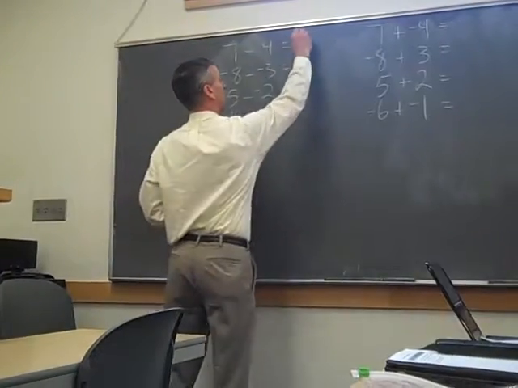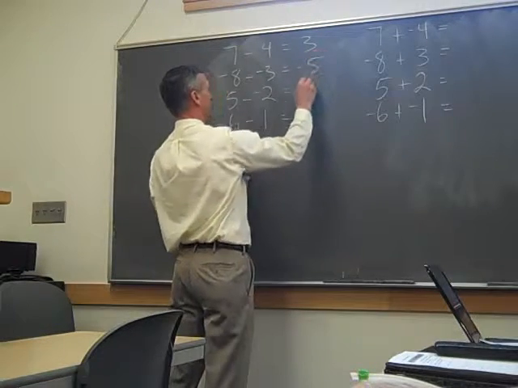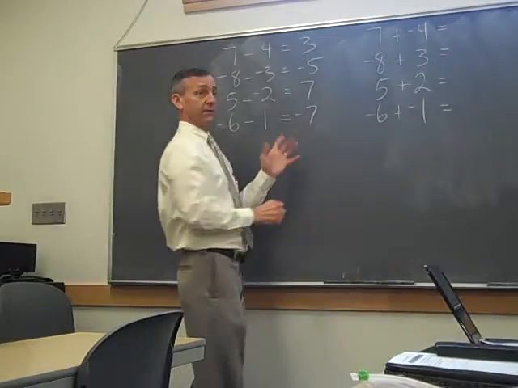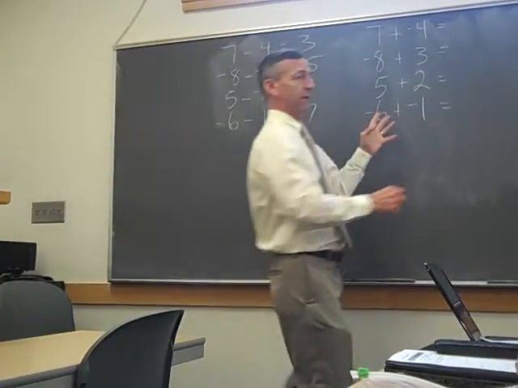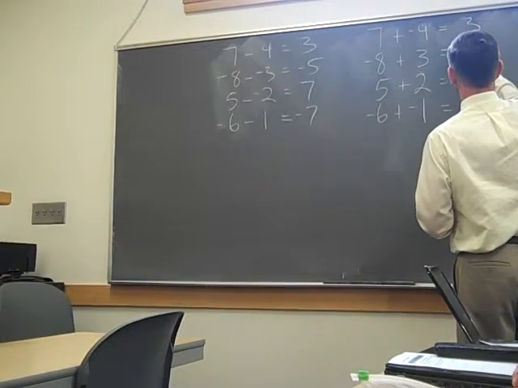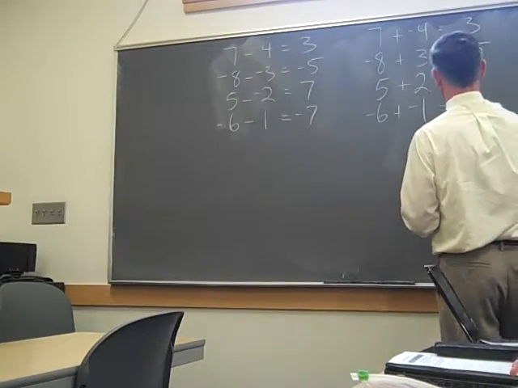What is it? 3. So negative 5. Negative 5. 7. 7. Negative 7. Negative 7. We okay? Everybody got those answers? All right. Here, what did you get doing them concretely? 3. Negative 5. 7. Negative 7.